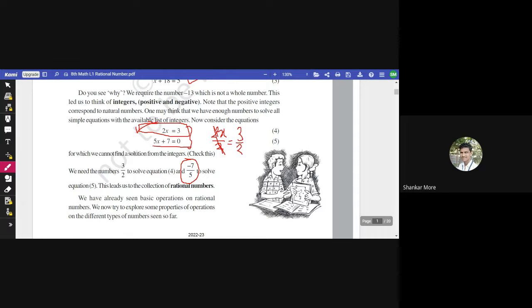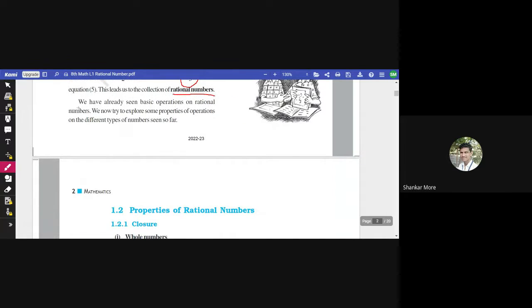ठीक है, मुझे लगता है कि आपको समझ में आ गया है. ठीक है. So similarly, as soon as we solve the second equation, we will get this value. Again this value is a rational number, or this value is one of the set of rational numbers, right? So rational numbers, समझ में आए? Rational numbers, okay. So we have already seen basic operations on rational numbers.